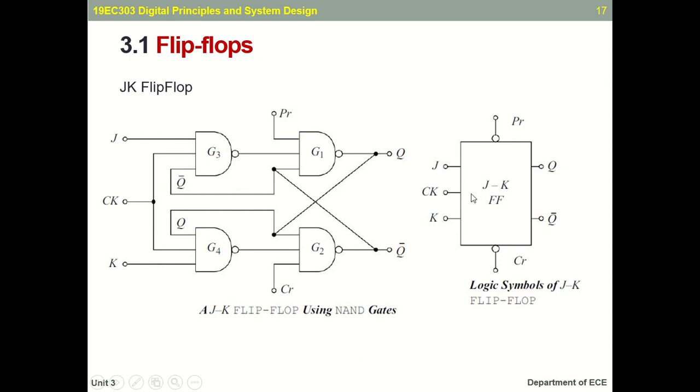And this is the logic diagram of the JK flip-flop, which has J and K as inputs, and this is the clock signal, which is an edge. The flip-flop is an edge-triggered device, and these are the preset and clear signals, with Q and Q bar as the output and its complement.